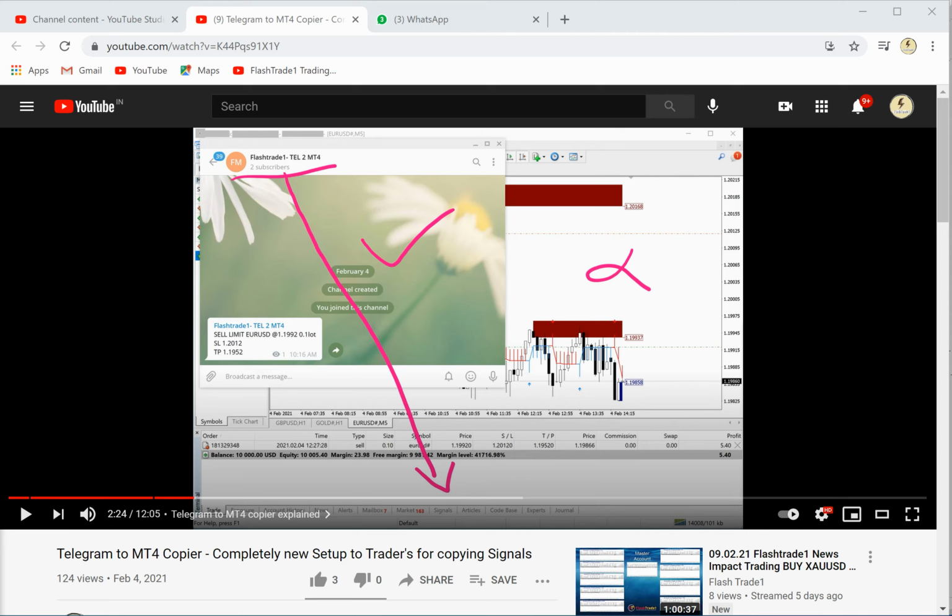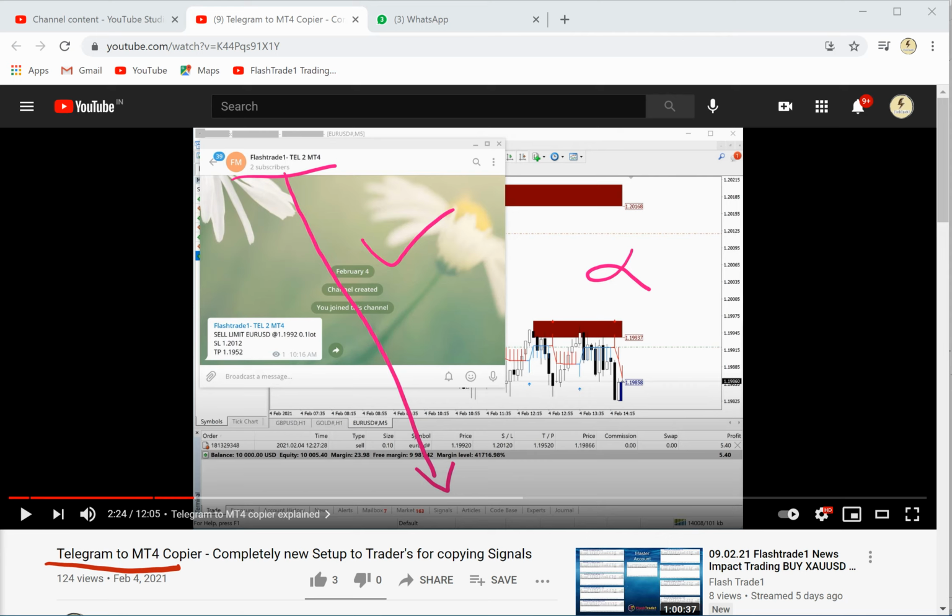In this video we are going to see how the paid signals that Flash Trade 1 sends on the Telegram channel can be traded using the Telegram to MT4 copier. So this is the video where I will explain how the Telegram to MT4 copier actually works.